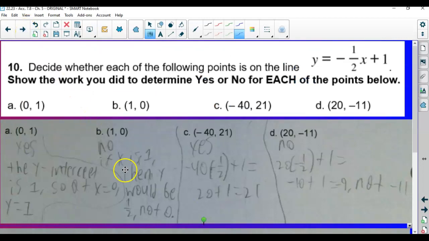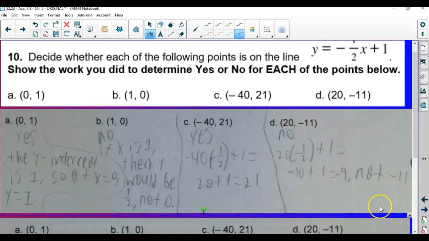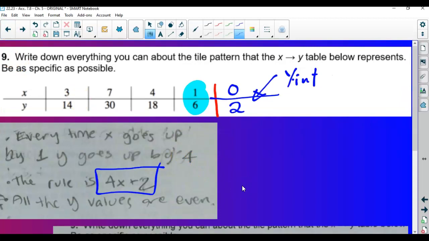Yes, no, yes, no. For number 10, I would say no, yes, no. For number 9, no. What do you mean, the thing? The rule? 4x plus 2. Yeah, 4x plus 2 was that rule. 4x plus 17.